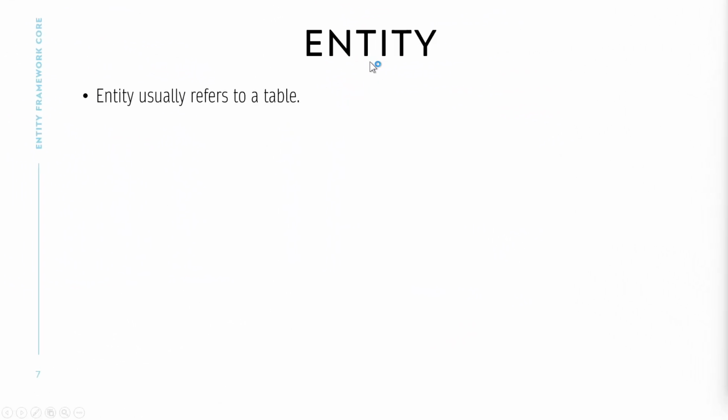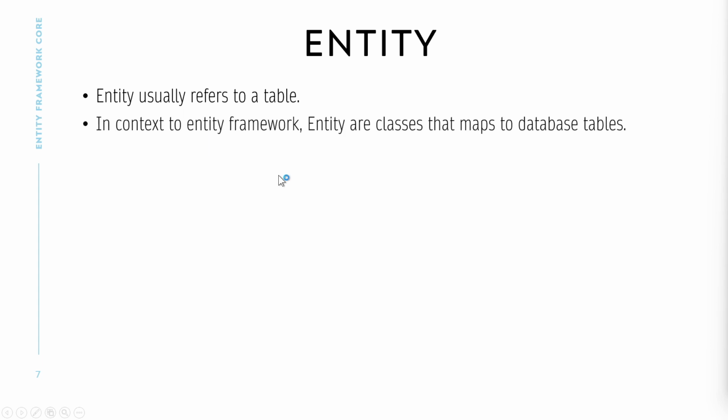We also have entity. So usually it refers to a table. In context of the entity framework, in which we are working with code, entities are classes that map to the database table. So entities are classes which are the mirror image of the database tables in our code.